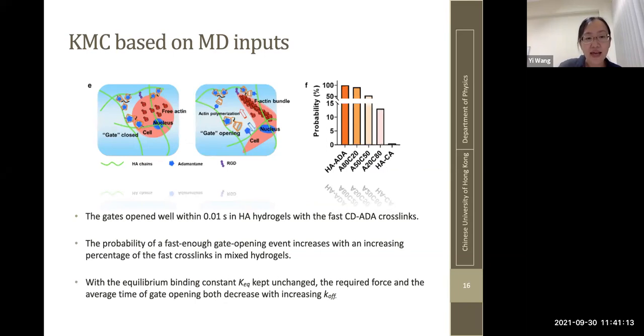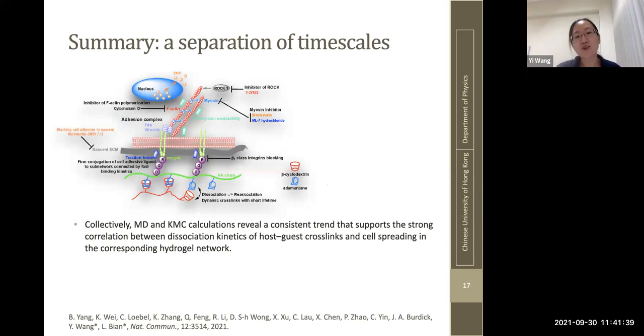And then finally, we can do hypothetical hydrogels. Because we're doing computer simulations, we're not limited to realistic systems. So we can systematically vary the K on and K off while keeping the K equilibrium constant. And we indeed show that the required force and average time of the gate opening both decrease with the decrease in K off. So that is basically the story that I wanted to tell.